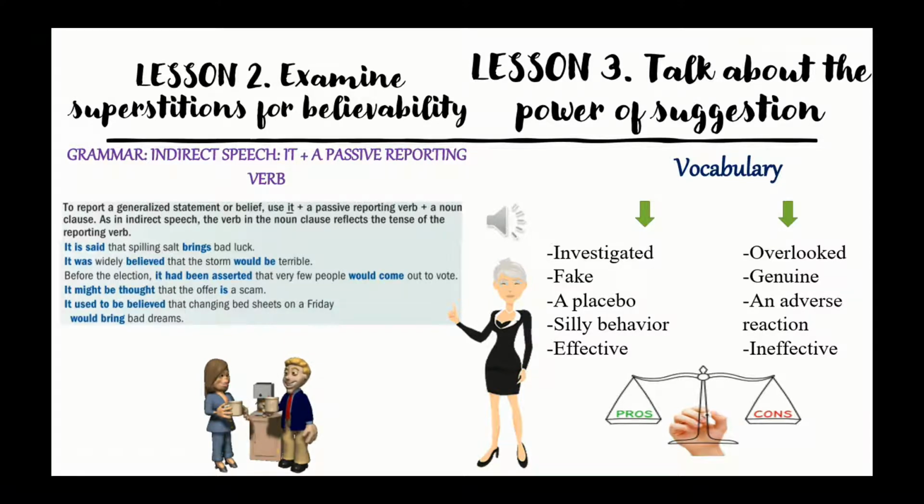Lesson 2. Grammar. Indirect speech, it plus a passive reporting verb. To report a generalized statement or belief, use it plus a passive reporting verb plus a noun clause. As in indirect speech, the verb in the noun clause reflects the tense of the reporting verb. Lesson 3. Vocabulary. Investigated, fake, a placebo, silly behavior, effective, overlooked, genuine, an adverse reaction, ineffective.